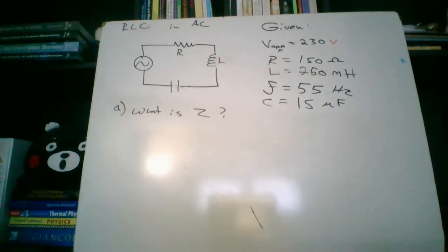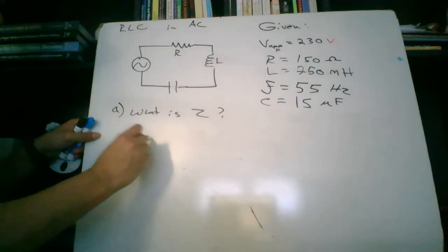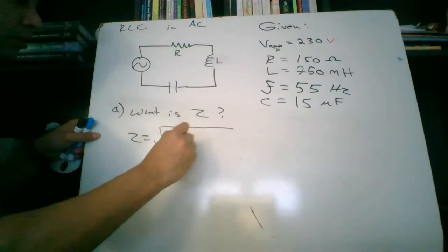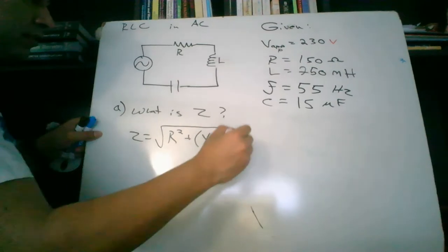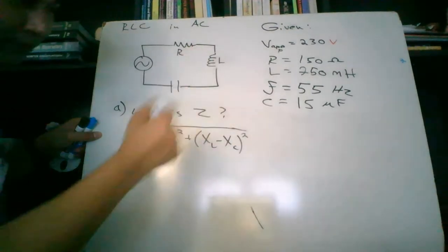Go ahead. You have to be careful with this one, though. Impedance, we have an equation for impedance for an RLC circuit in series, which is what this is. Okay. So the equation is going to be Z equals the square root of R squared plus (XL minus XC) squared. And I got the same exact thing, but we're going to round it up to 164.